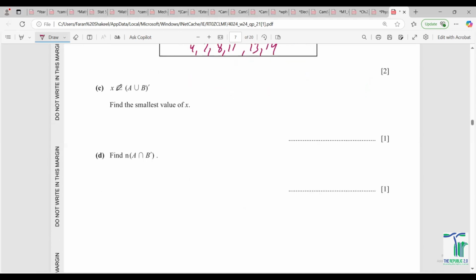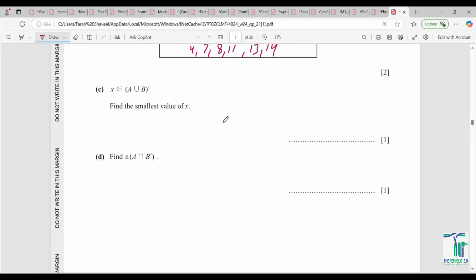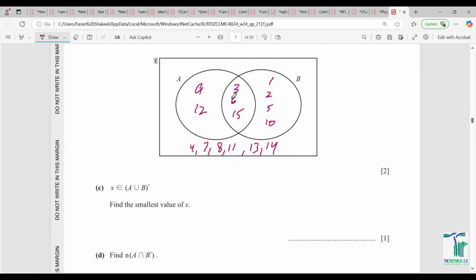Now we need x belongs to the complement of A union B. So write the smallest value of x. A union B means combining both of them and then subtracting them from the universal set. You're just going to add up all these elements of A and B, write them together, and subtract them from these numbers. So the smallest value of x is going to be 4. You can see that.